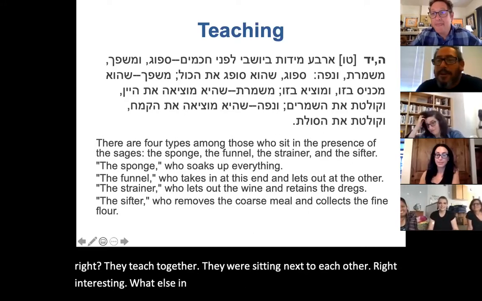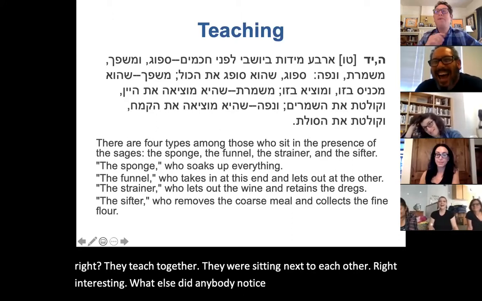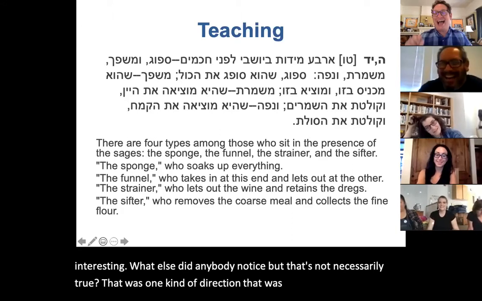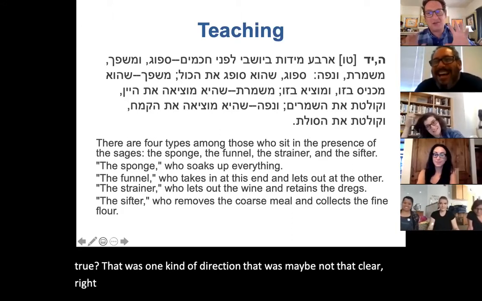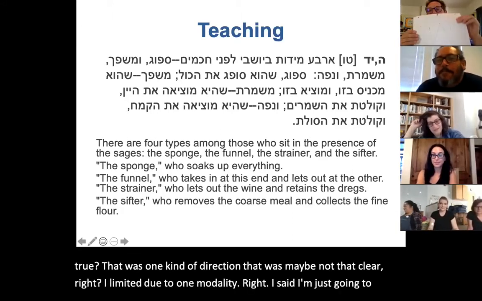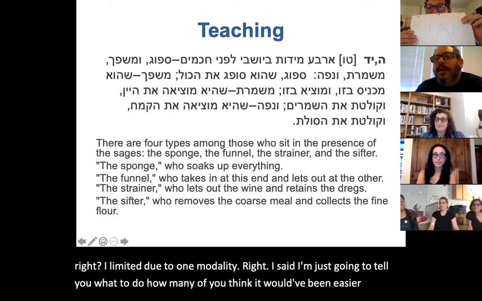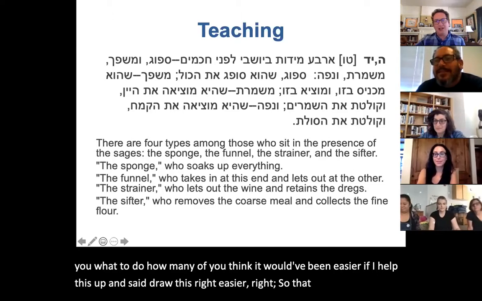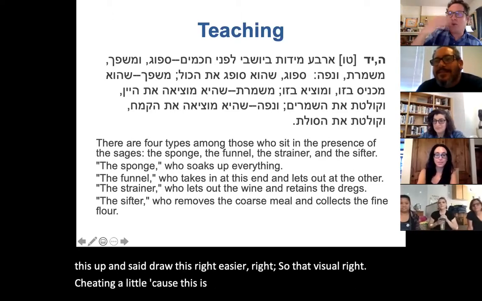I noticed I don't follow directions very well. Well, but that's not necessarily true. That was one kind of direction that was maybe not that clear, right? I limited you to one modality, right? I said, I'm just going to tell you what to do. How many of you think it would have been easier if I held this up and said, draw this? Yes. Easier, right? So that visual, right? You know, it's cheating a little because this is art, which is visual. But what else came up for folks?